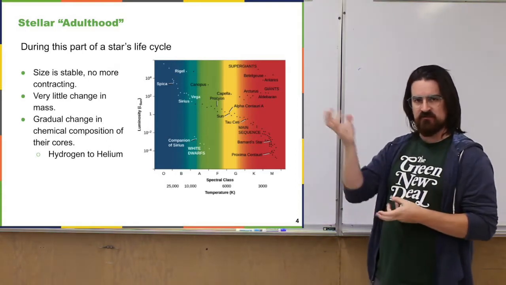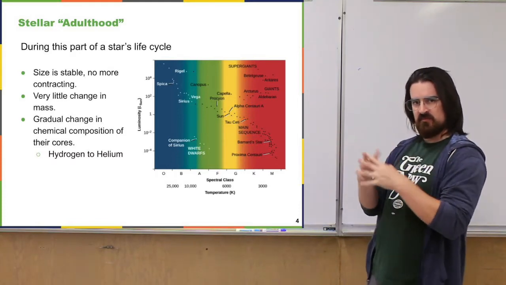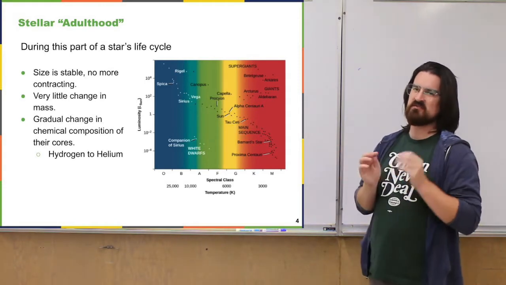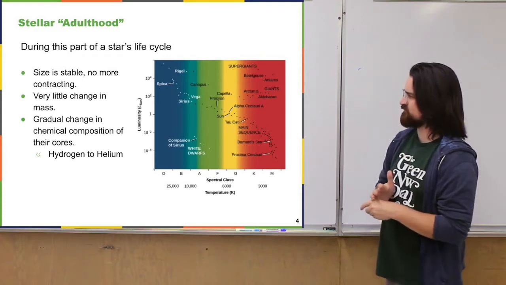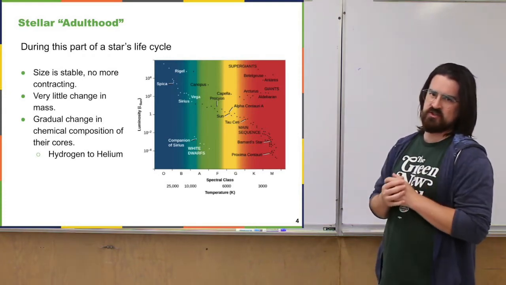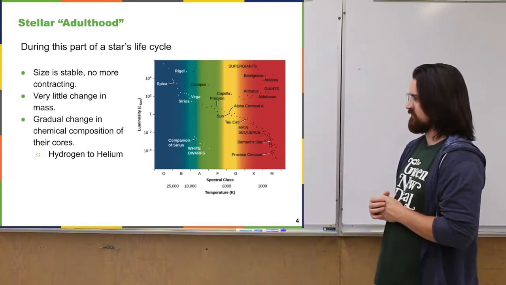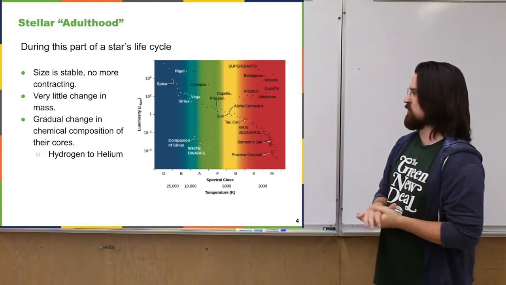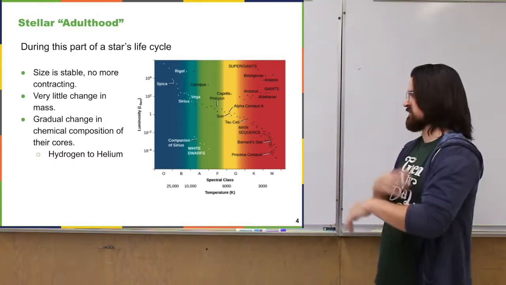So hydrogen is converting to helium, and you're releasing energy. Some mass in the process is being converted to energy, but it's very, very tiny amounts. So overall, the mass of the stars stays roughly the same, and the cores of those stars are gradually changing. It takes a long time, billions of years for most stars, for that core to slowly convert from mostly hydrogen to mostly helium.